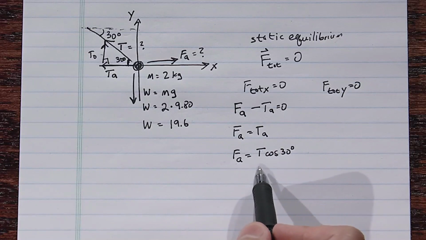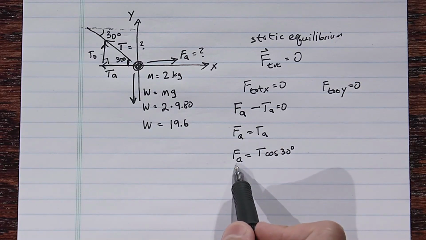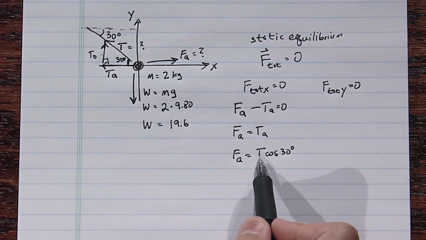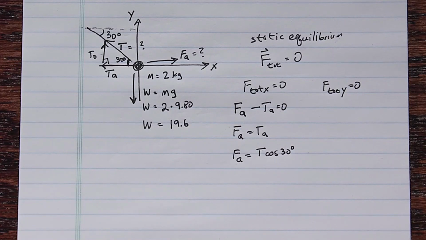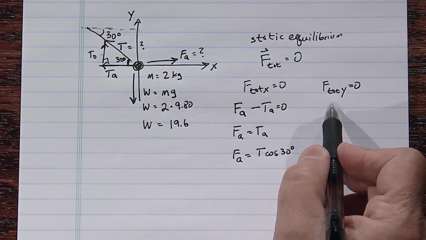Well, we don't know tension, so we can't do anything else with our X equation at this point. What do we do? Let's try our Y equation. Let's see what our Y equation will give us. Because right now in our X equation we have force applied, which is an unknown, and tension, which is an unknown. That's two unknowns in one equation. Let's try our other equation. Let's look at our Y equation.